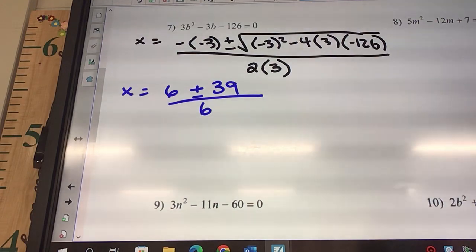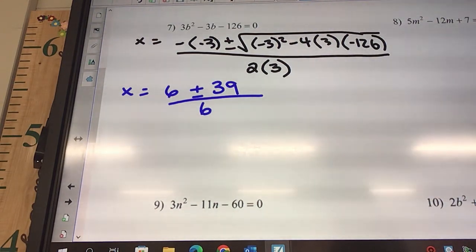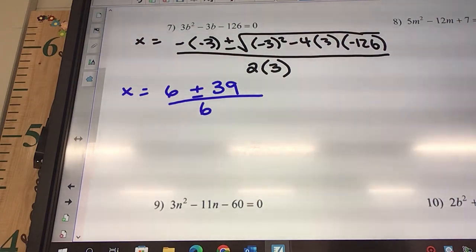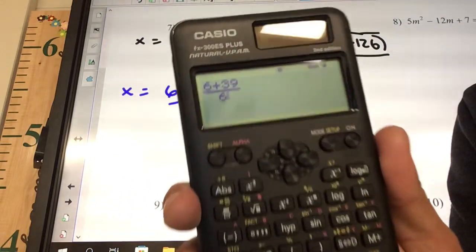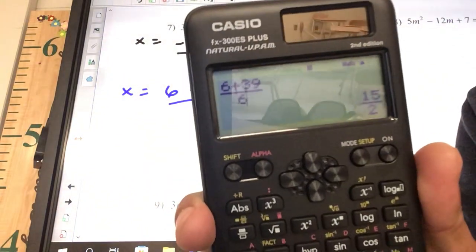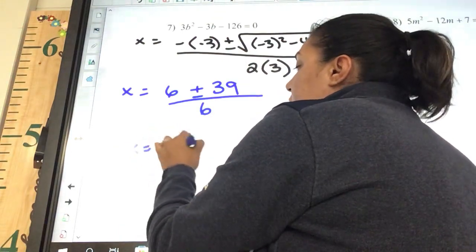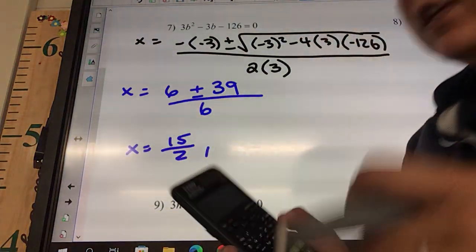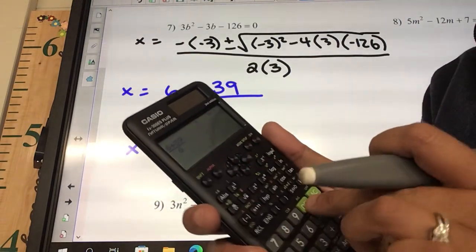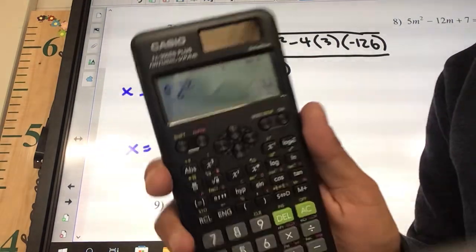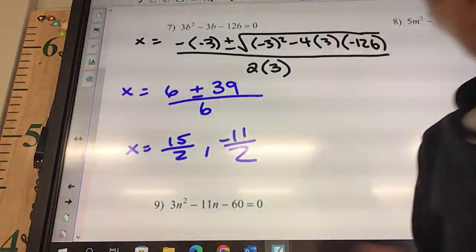Okay, so we got 6 plus 39 over 6. Again, I'm not even writing that part down. We know what the plus minus does, so you can just do it on your calculator. You're going to get 15 over 2, which is totally okay. You're going to get some fractions, you're going to get some whole numbers. Then we can go through here and edit it, click delete and hit the minus, and we got negative 11 over 2. Again, just because it's a negative, it's fine.